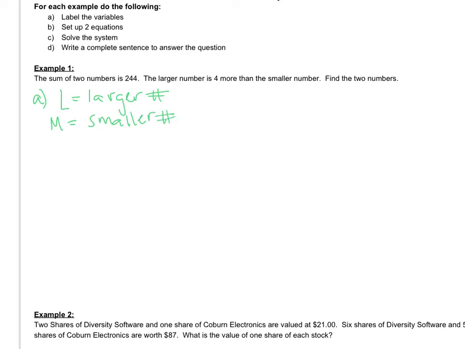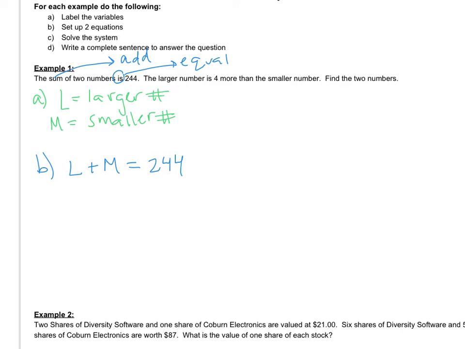In part B, we need to go ahead and get our equations. So if we look back at the first sentence, it says the sum of two numbers is 244. And what you want to know is that the word sum means to add. So we can say that L plus M is equal to, because the word is usually means equal, 244.